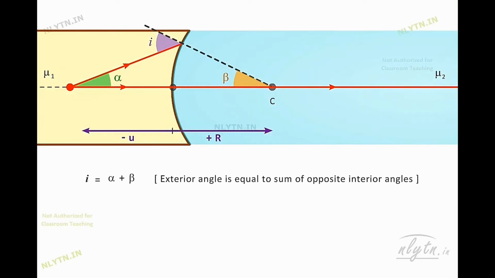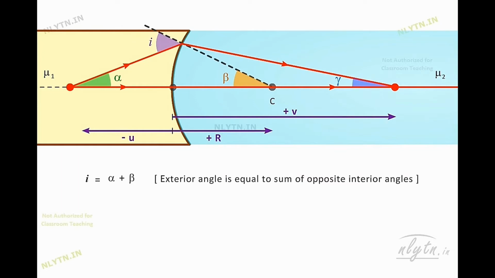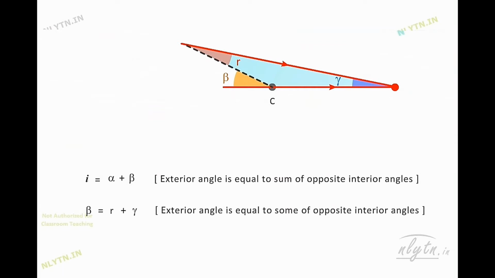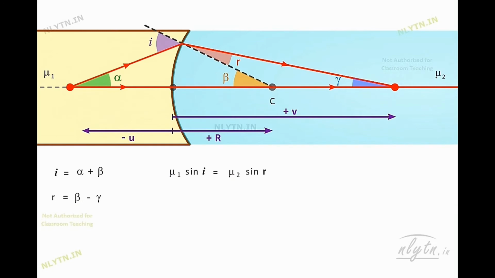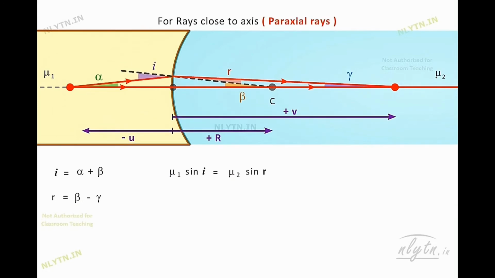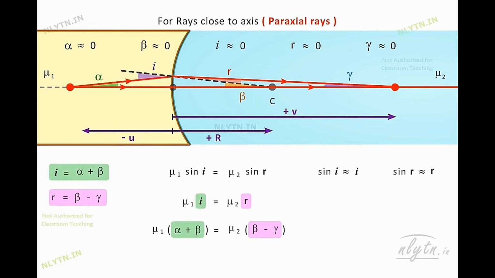This ray will undergo refraction at the surface and meet the principal axis as shown. And here this will be the position of image. Here the angle of refraction will be given by this equation. Now, using Snell's law, we have this equation. For the rays very close to the axis, these angles will be very small. So we can make these approximations for the paraxial rays. Using these equations, we get this equation.